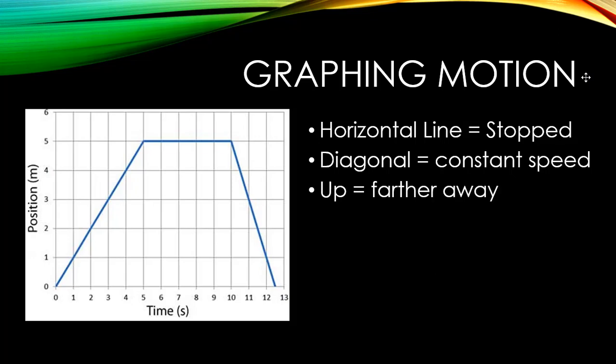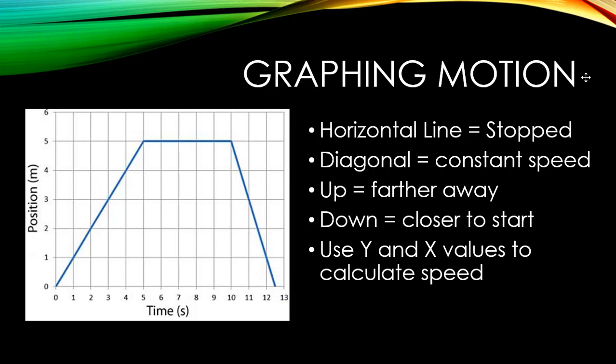If the line is going up, that means the person or object is getting farther away from the starting point, which would be 0, and if the line is going down, then that means it's coming back and going closer to the starting point. You can use y and x in order to calculate speed.